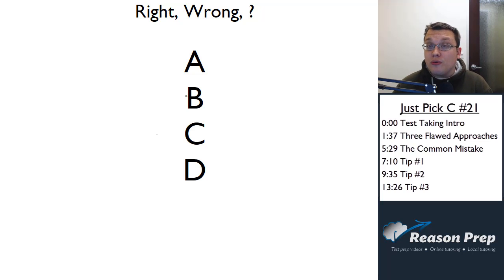So what should we do instead? What is the better approach? It's very similar to 3. I think approach 3 was the best. We're going to evaluate all 4 choices. That is always something we have to do.